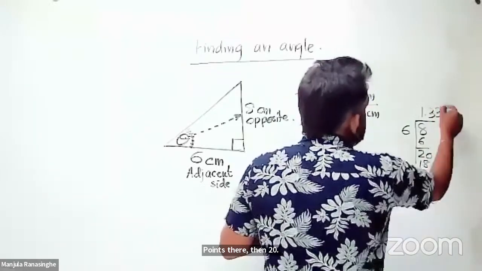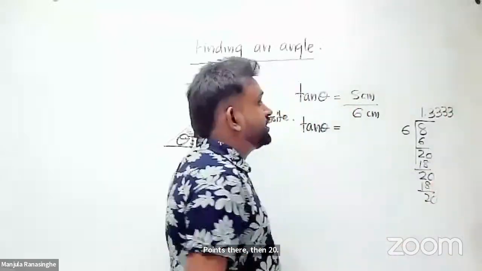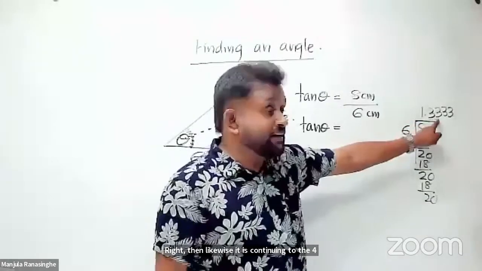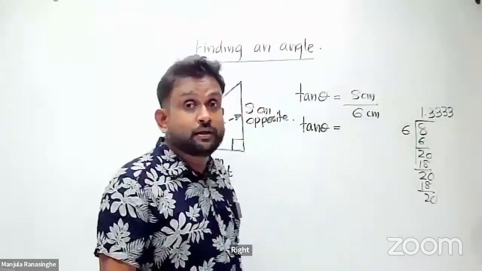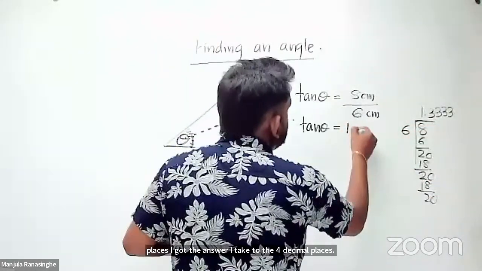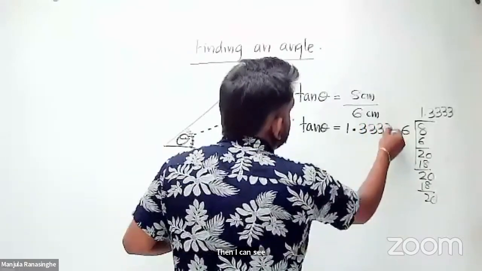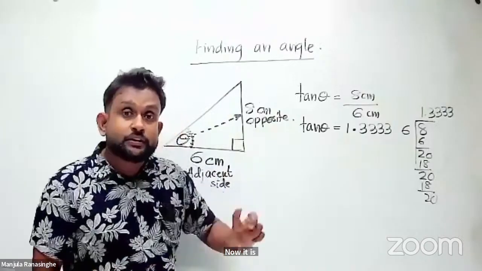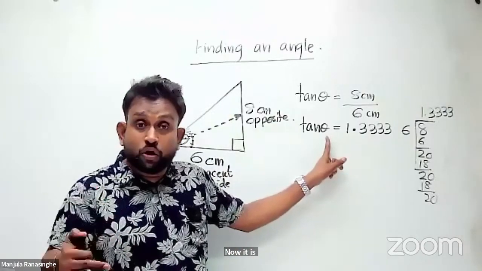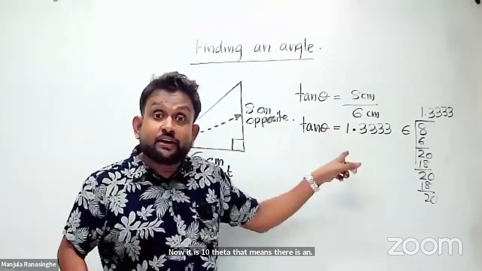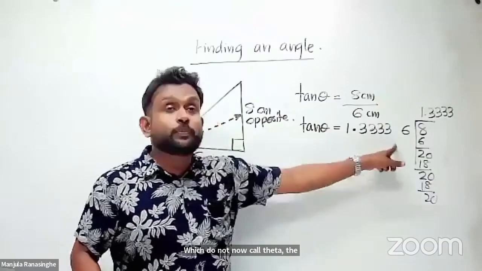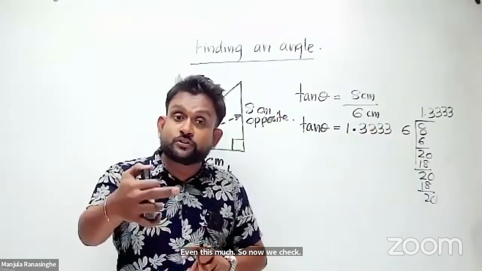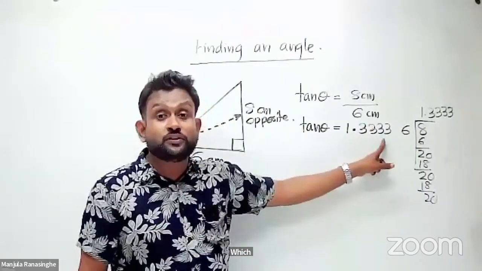Right. Then likewise, it is continuing. Imagine I got the answer to 4 decimal places. I take it to 4 decimal places. Then I can see now tan theta equals 1.3333. Now it is tan theta. That means there is an angle which we do not know, called theta, and the tan value of it is given as this much. So now we check which angle's tan value gives you 1.3333.